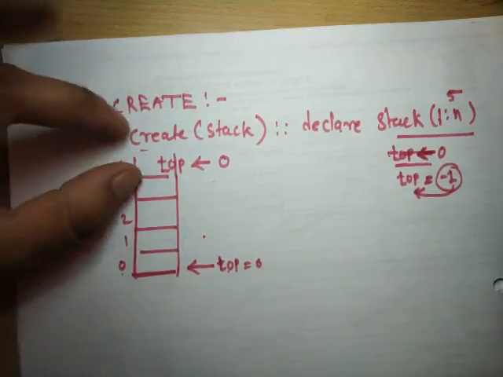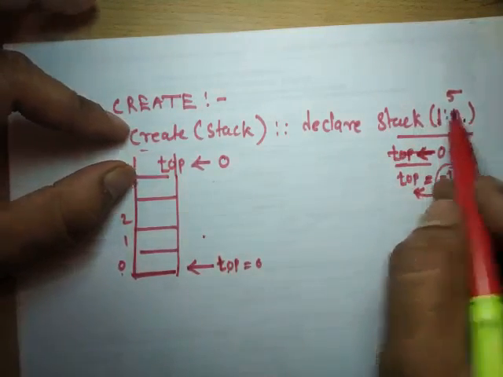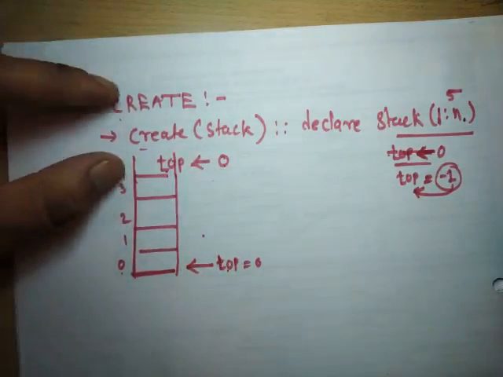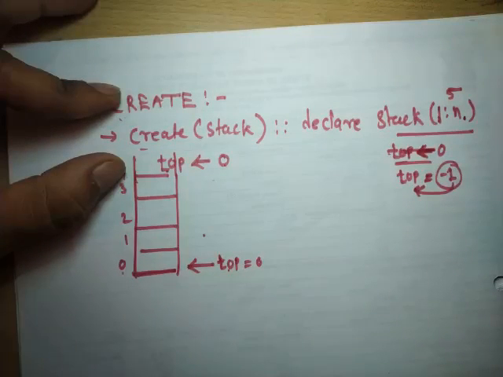So there are only two steps in create, which declare stack 1 to n and return top initialized to 0. So this is a 2 line algorithm, nothing else.